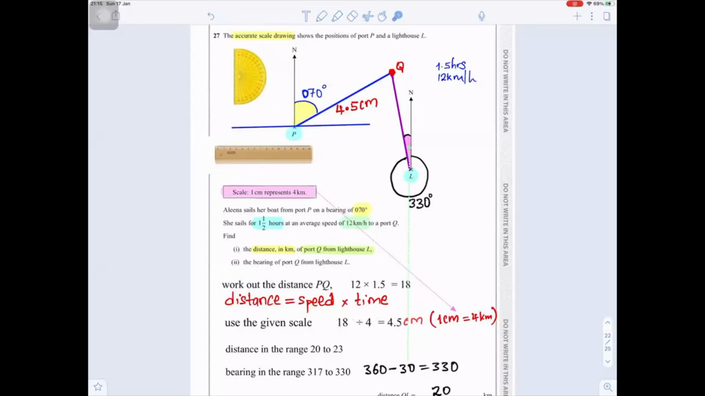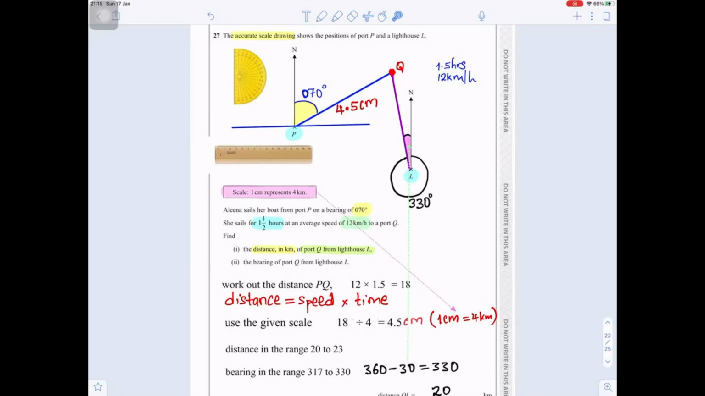The distance PQ is given by speed times the time. The speed is 12 kilometers per hour, and the time is 1.5 hours. So 12 times 1.5 gives you 18. So the distance is 18 kilometers.